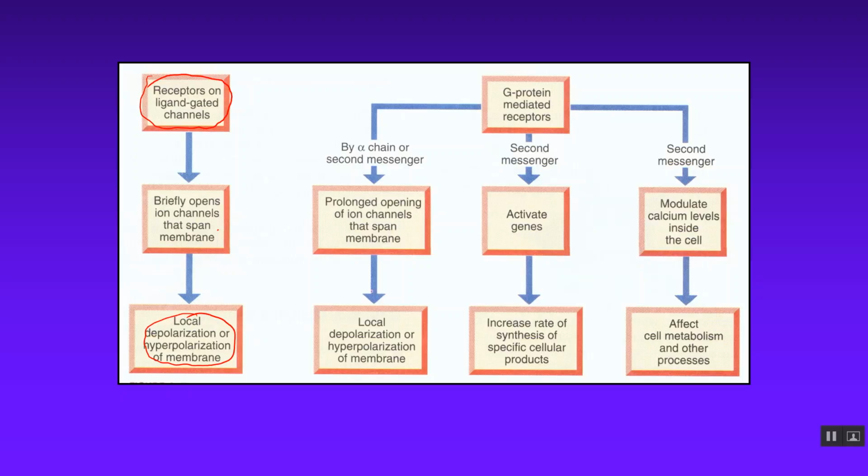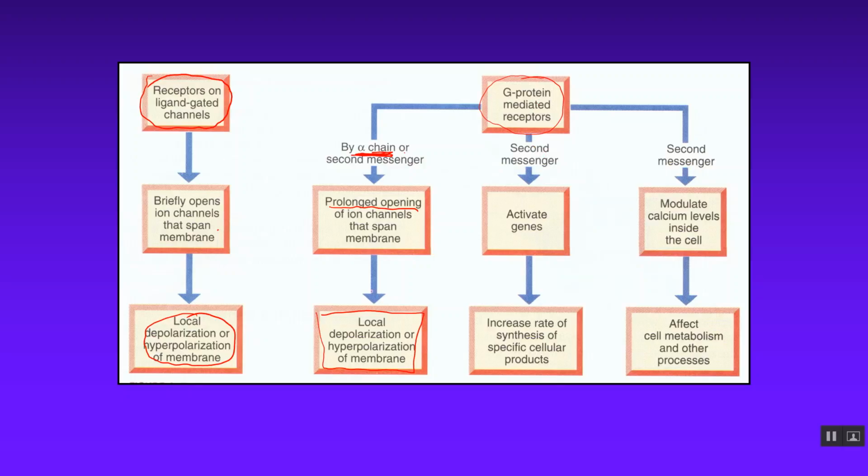That's the most common. But then here's the G protein mediated receptors. So when a neurotransmitter binds to a G protein mediated receptor, it can do a number of things. It can, by just using the alpha chain, which is the first messenger, or second messengers, cause prolonged opening of ion channels that span the membrane, seconds, minutes, kind of thing typically. And that causes also local depolarization or hyperpolarization in the next cell, but more long-term.